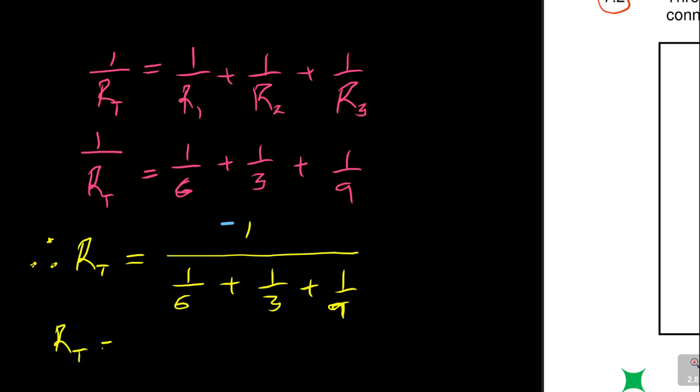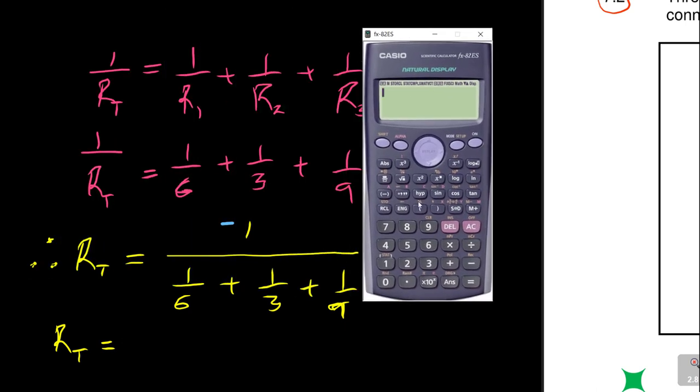Hence, I wrote RT here. Then when I do that, remember, it's fraction 1 over, and then you put your fractions down as 1 over 6 plus 1 over 3 plus 1 over 9. Right, to give my answer straight, which is 1.636. Let's maintain 3 decimal places. 1.636. You can round off, shift, set up to 3 decimal places.